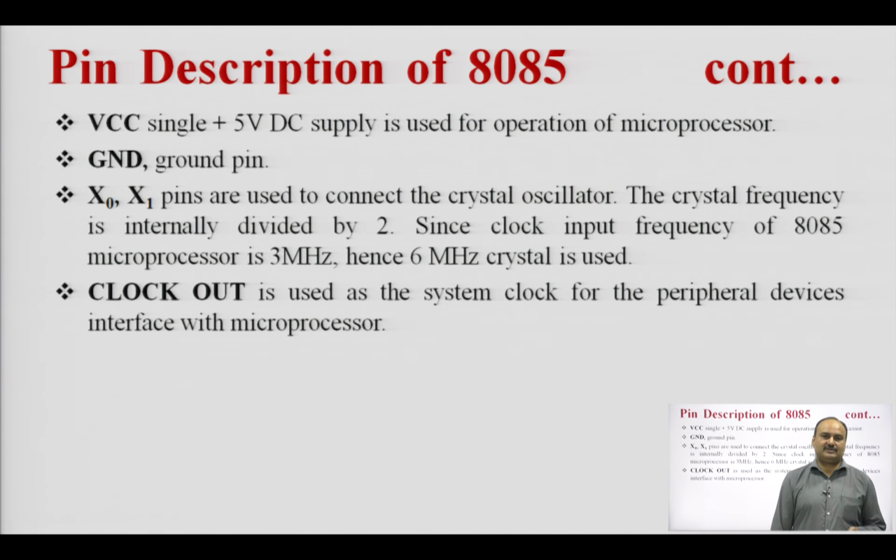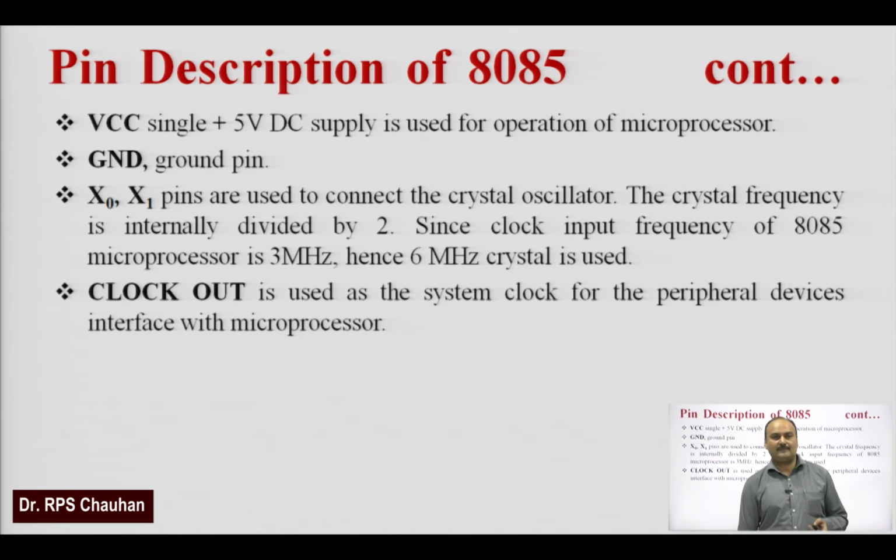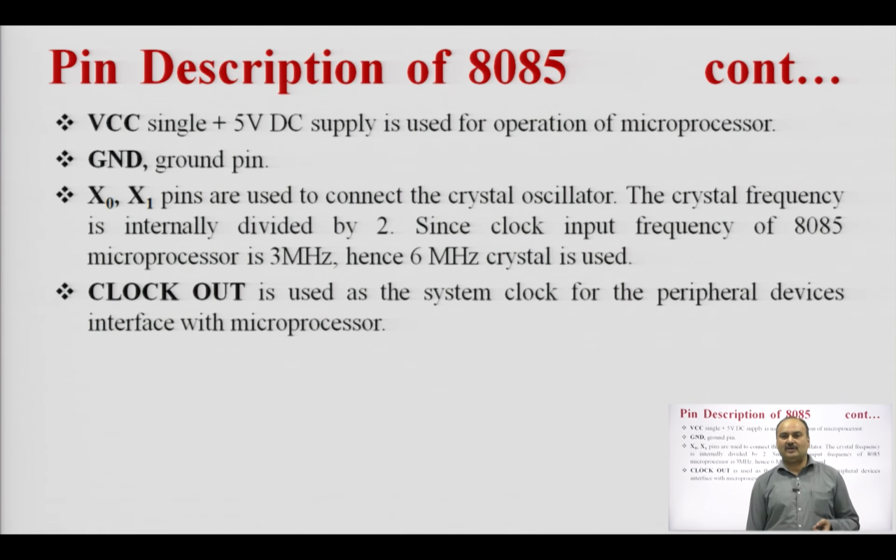In the 8085 microprocessor, a plus 5 volt DC supply is required for its operation. The plus 5 volt DC supply is connected to the VCC pin, that is pin number 40, and pin number 20 is used for the ground. The clock input frequency is 3 megahertz for the 8085 microprocessor. Here, a 6 megahertz crystal oscillator is connected to the X1 and X2 pins, pin number 1 and pin number 2. This frequency is divided internally by 2, and the resulting frequency is 3 megahertz, which is used by the microprocessor.